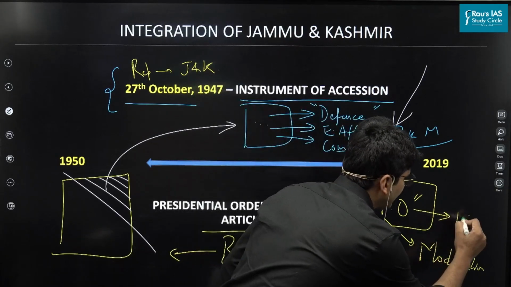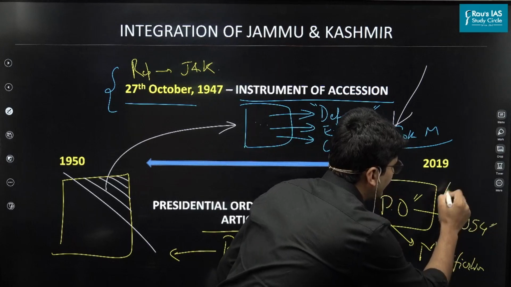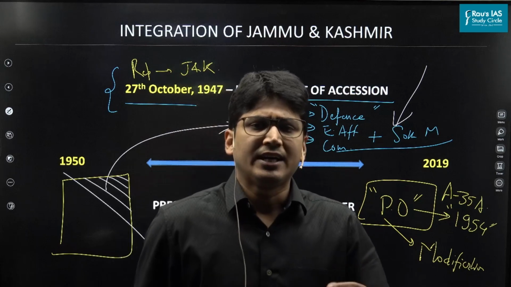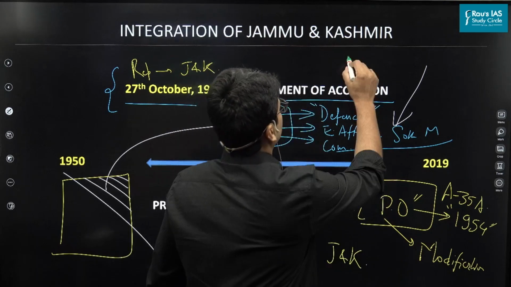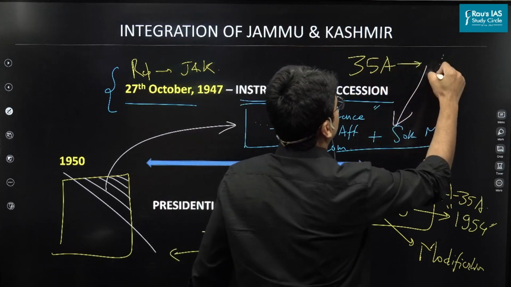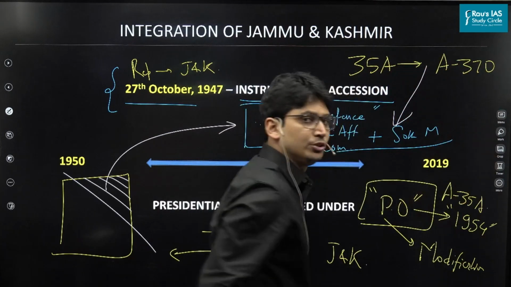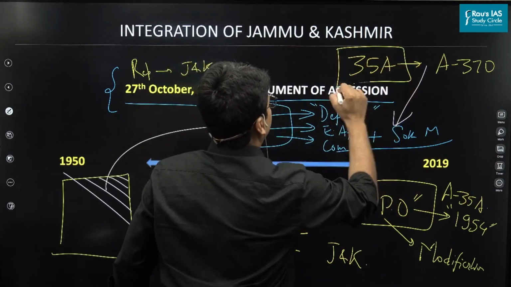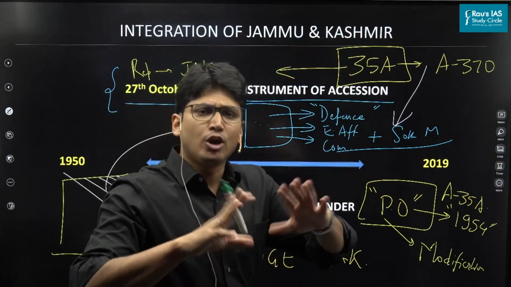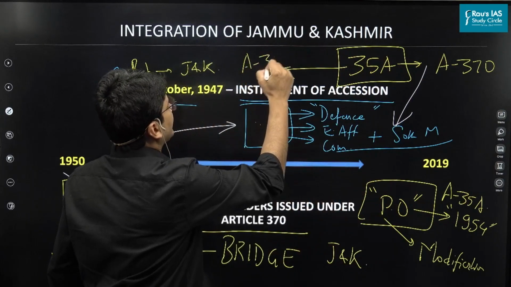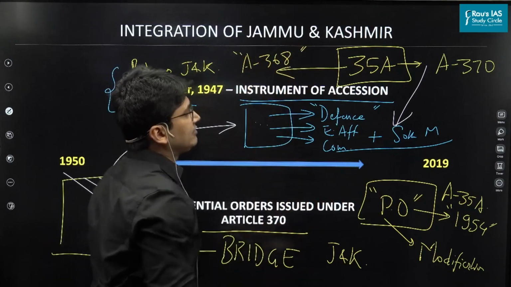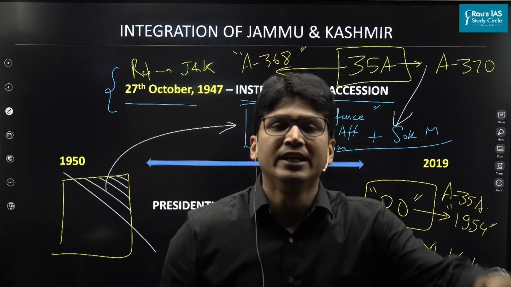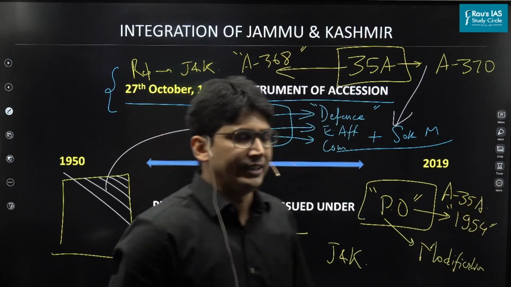Through one of the presidential orders of 1954, Article 35A was conceived. So it's important to understand that Article 35A of the Indian Constitution owed its genesis to Article 370, which itself was a temporary provision. And this article, Article 35A, did not come through the normal procedure for amendment under Article 368. That is why the text of Article 35A was not provided in the text of the Constitution of India.